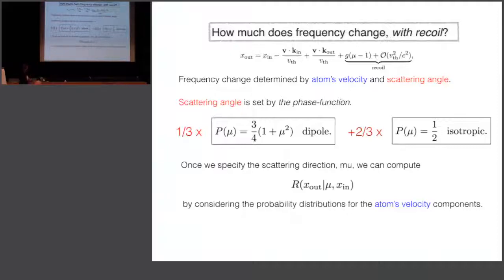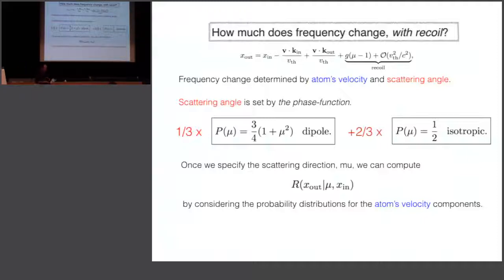Now if we want to compute this, the trick is that this is still a probability distribution function for x out, right? So what does the distribution of x out look like given x in and the scattering angle? That is what we would like to know. I'm not going to go through the analysis in detail, but just from this, we know that we have x in, we specify mu. What determines the likelihood of having some frequency x out is entirely given by the likelihood of having some particular set of atoms' velocities.